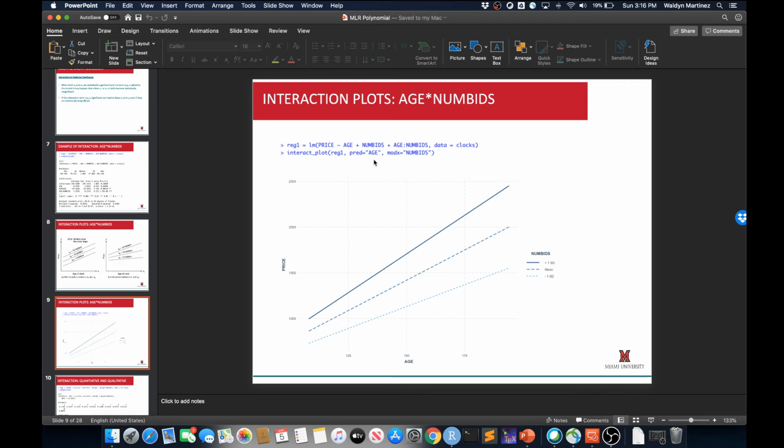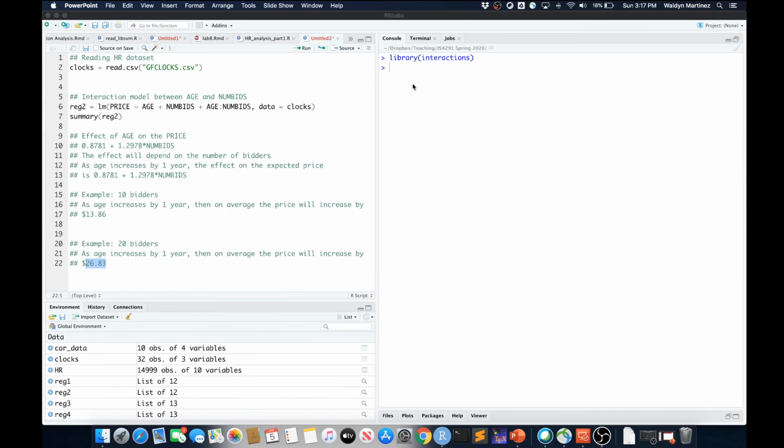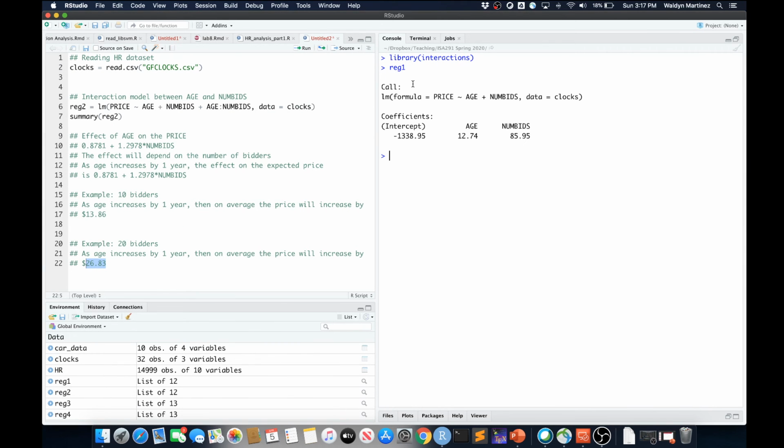Just put the predictor that you want to see on the x-axis, and then you use the pred, which stands for predictor here, that goes in the x-axis, and then you want to put the one that you want to see how it interacts here in the modx parameter. So let me just give you an example here. We have already regression 1, that's the object that we created. This one doesn't have the interaction, so it's regression 2 actually.